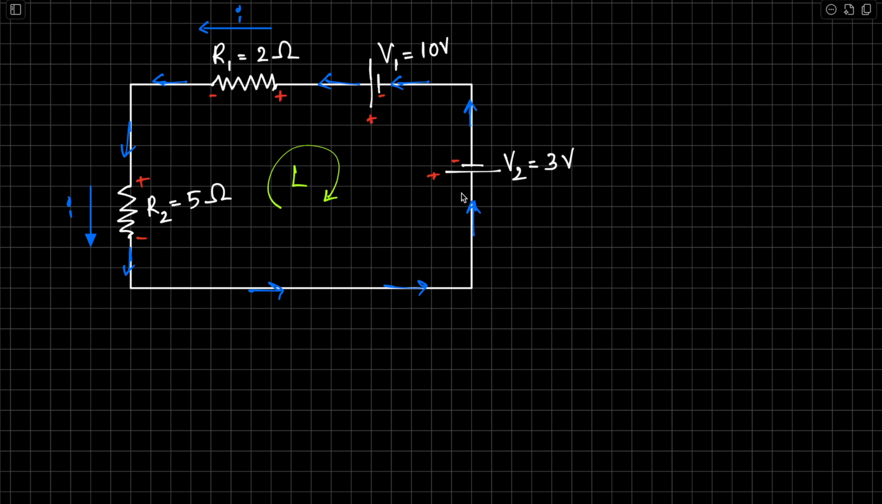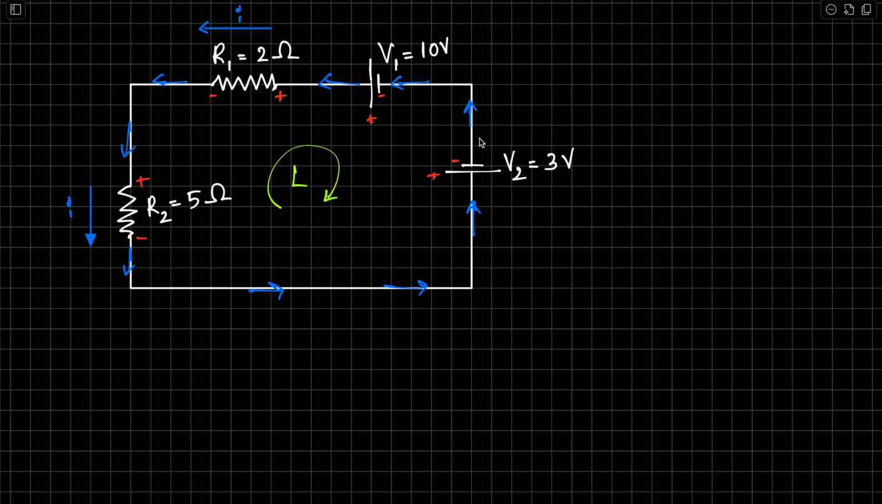The direction of the current is to mark the signs on the components, and we don't need it anymore. Now we're going to follow the direction of the loop. I'm going to go clockwise in this loop. So I'm going to write Kirchhoff's laws. My loop is clockwise, right? So I'm going to start from here, from V1.